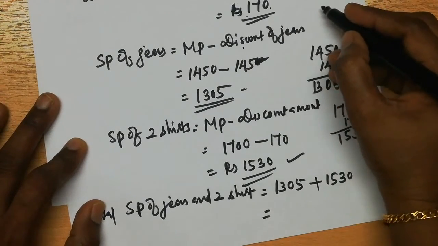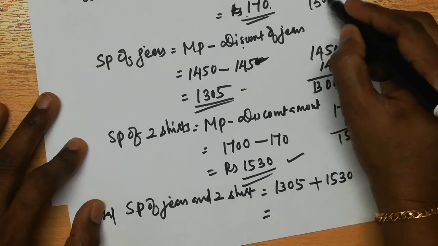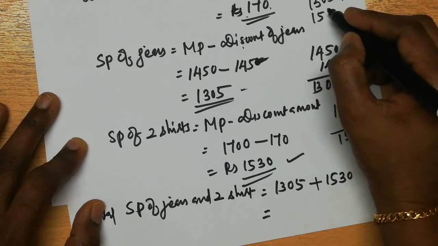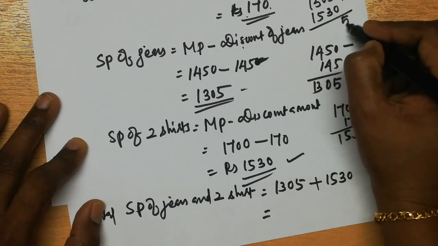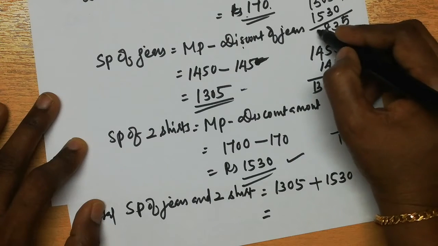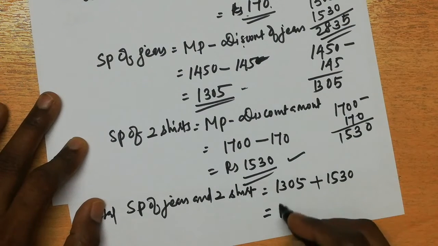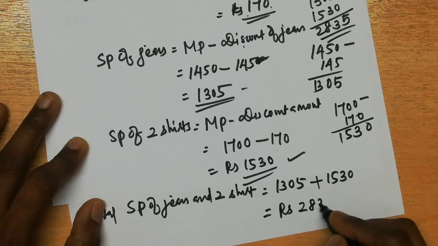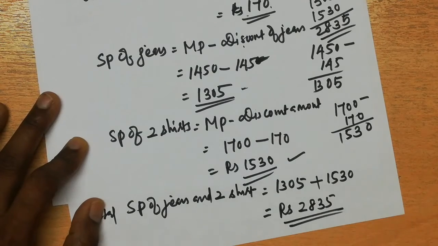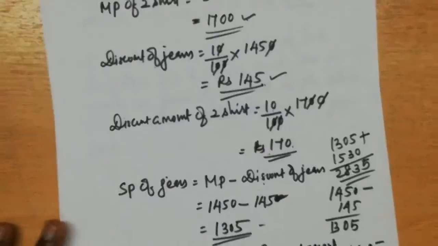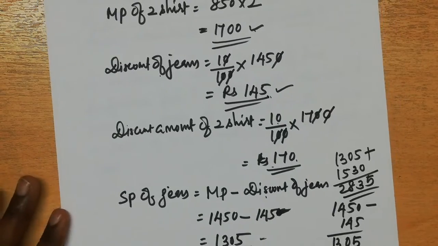Now we can add this one here. Look here, we will add 1305 plus 1530. So 5 plus 3 is 8, then 2. So the total is rupees 2835, which is the selling price. Clear? Otherwise we can easily do it another way.